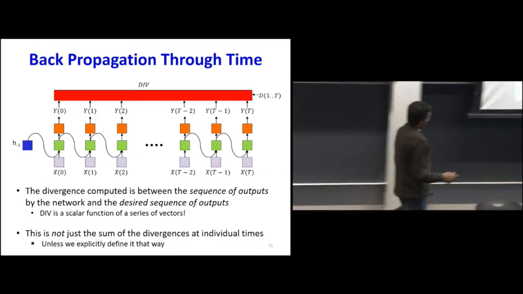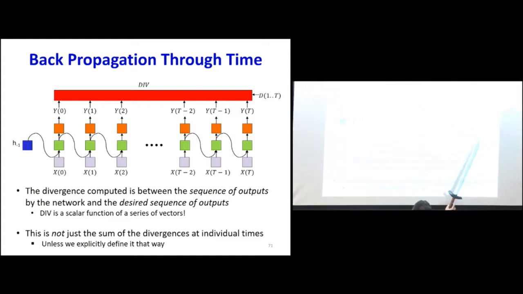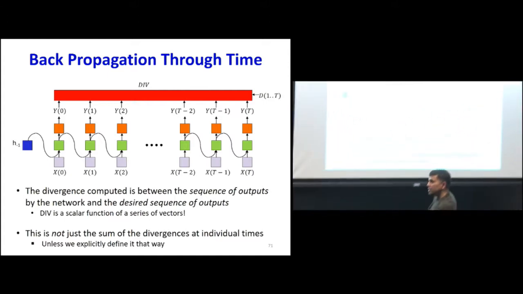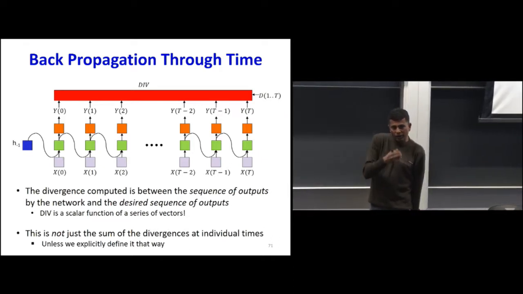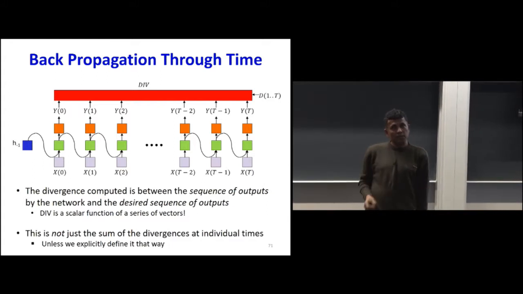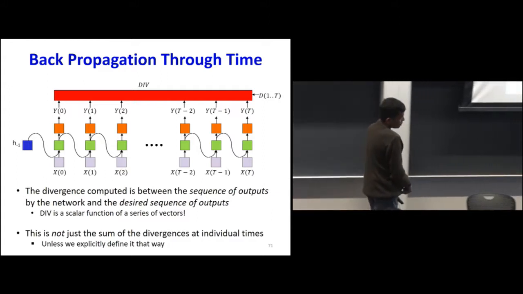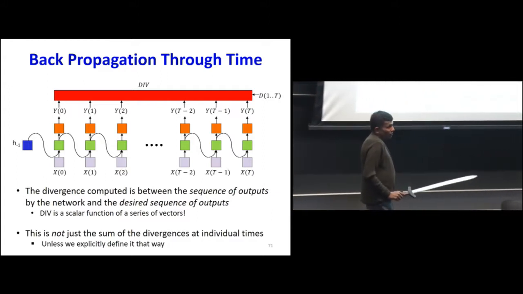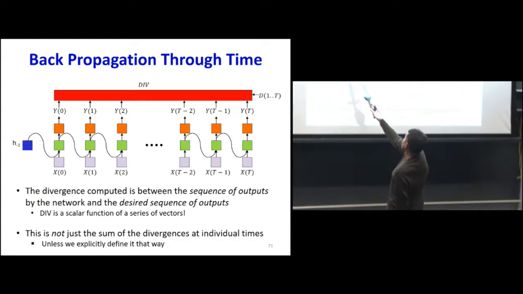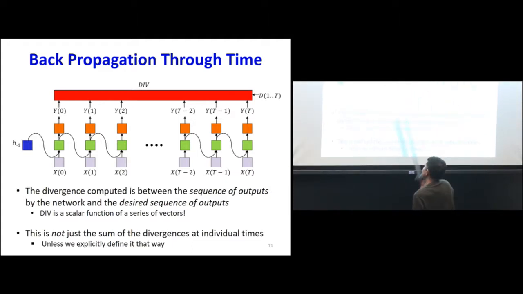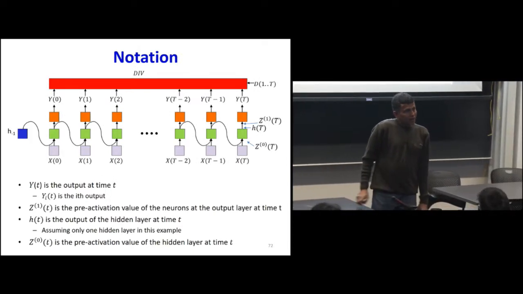So we would define a divergence between the actual output of the network and the desired output sequence. So the divergence is not just a piecewise or incremental aggregate of divergences at individual instants. It's a divergence between one sequence and another. Nevertheless, the divergence will be a function that we expect to be able to differentiate with respect to each of these outputs. So I can define the derivative of the divergence with respect to each of the outputs. And so here's where we stopped.